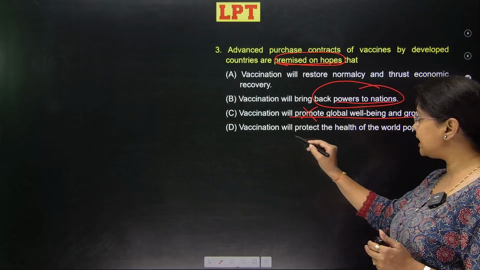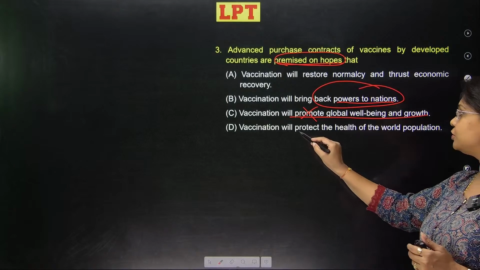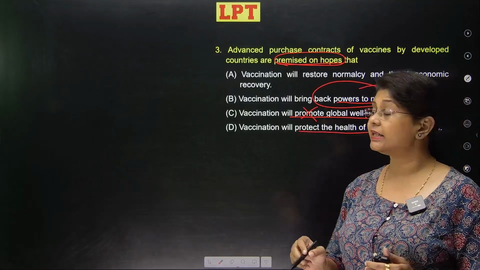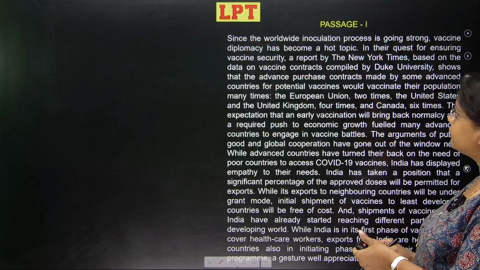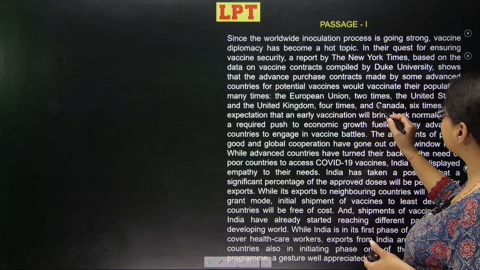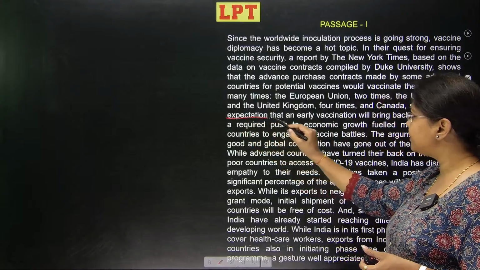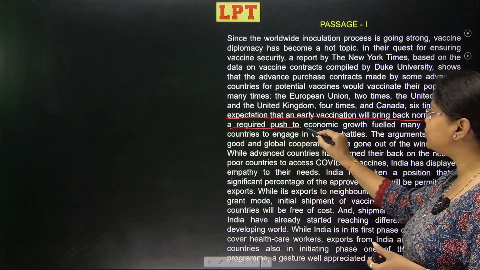It says vaccination will protect the health of the world population. So this is again something that is not supported by the passage. If you go back to the passage, let's just look at this part, and it helps to put things in perspective. So here you have this answer which is being inferred from this line, will bring back normalcy and a required push to economic growth.